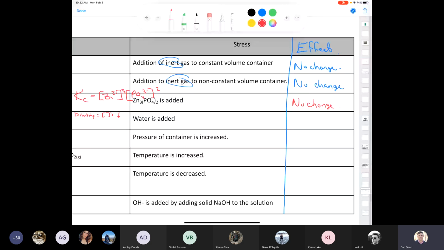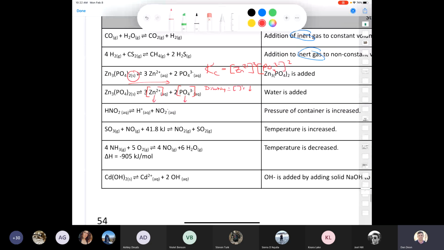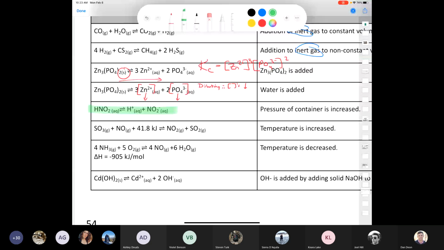Let's take a look at the next one. We have the pressure of the container being increased. You've got nitrous acid in equilibrium with a proton and nitrite. What would happen if I was to change the pressure here? Remember, you've got to apply all your chemistry knowledge. Think about everything you ever learned. We have this reaction, and I'm changing the pressure. Okay, let's back up.